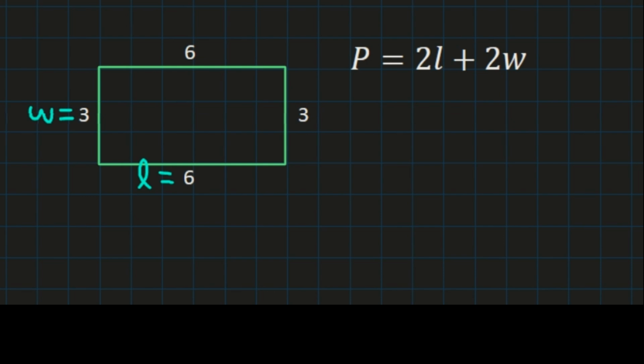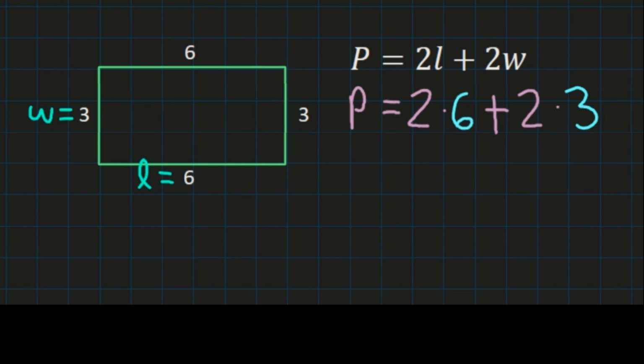So we're using that formula, perimeter equals 2 times the length plus 2 times the width. And to solve for perimeter, we're going to take our length of 6 and substitute it for the L in our formula. Then we're going to do the same thing for our W. We're going to take our width, which was 3, and substitute it for the W in the formula. So we'll have perimeter equals 2 times 6 plus 2 times 3.